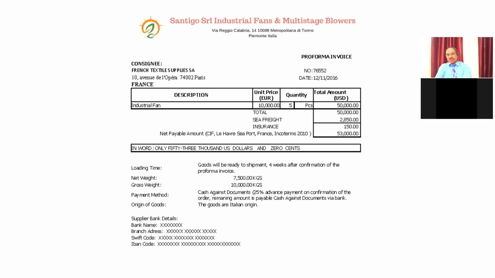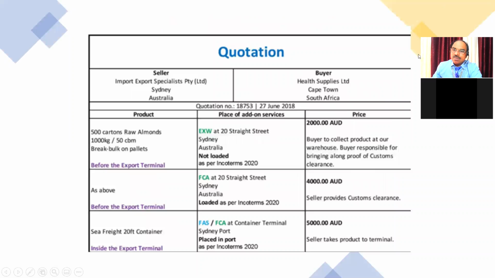What is the sea freight up to France? Then what is the insurance? All these things will be mentioned. And here it is mentioned as CIF. And this is the sample export document, which is mentioning the CIF. Yes, here is the big document, which contains a very big quotation.